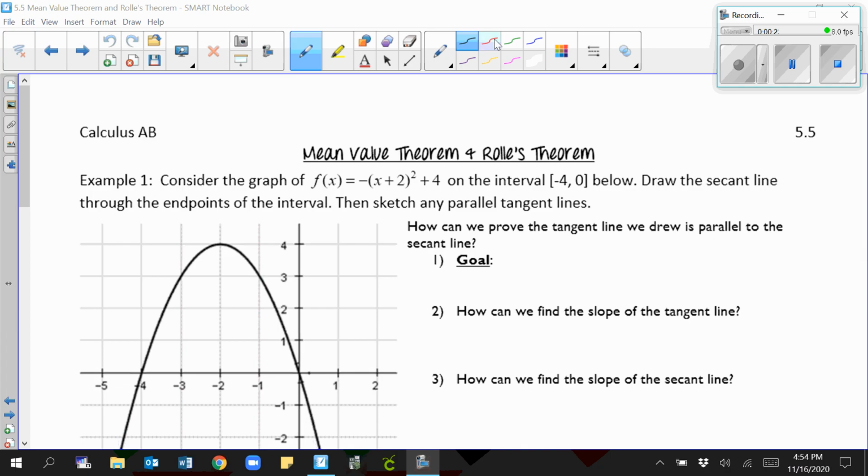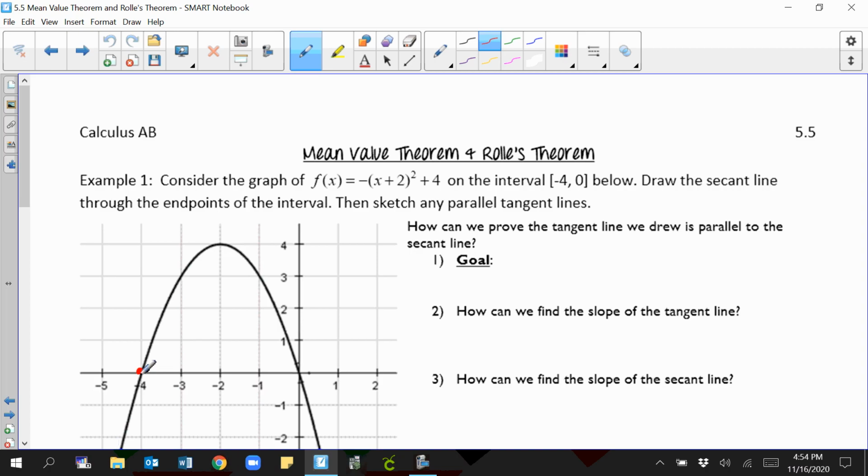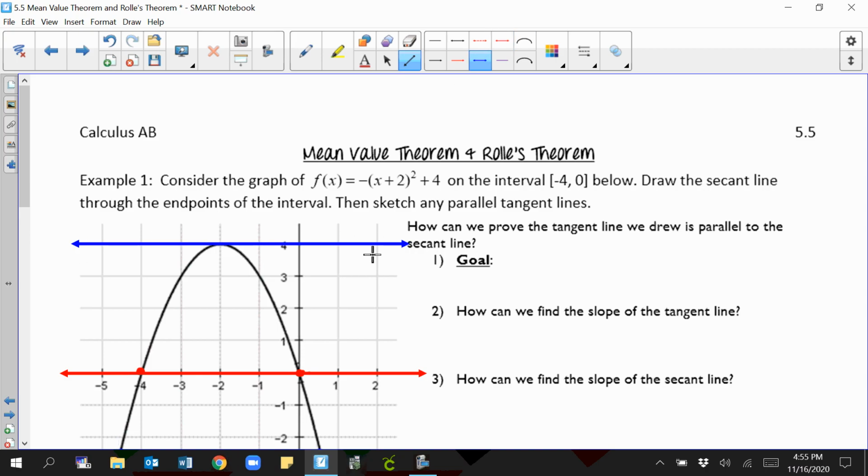So my secant line that's going to go through my endpoints from -4 to 0 is just going to be a horizontal line straight across right there. So let's actually have it go through the points. There we go. And so any parallel tangent lines also have to be horizontal tangent lines. And so we're going to have a parallel tangent line up here where we've got that horizontal tangent line.